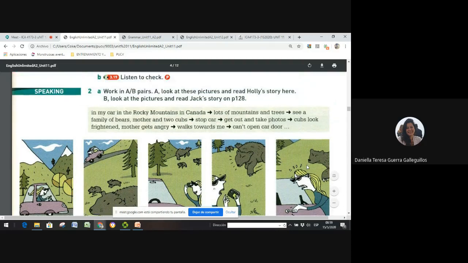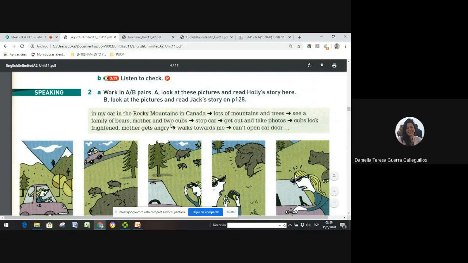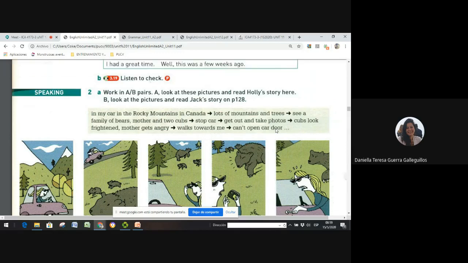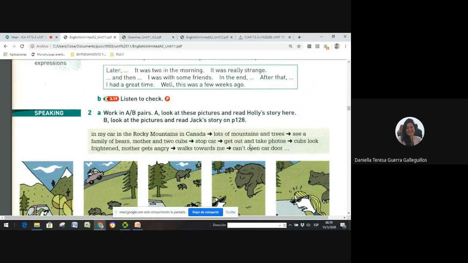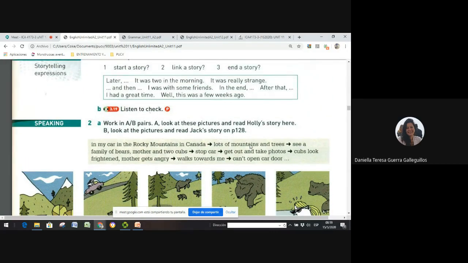So we have some expressions here. In my car in the Rocky Mountains in Canada, lots of mountains and trees. See a family of bears, mother and two cubs. Cubs are the baby bears. Stop car, get out and take photos. Cubs look frightened. Mother gets angry, walks towards me, can't open the door. Those are the situations. First, we're going to listen and check your expressions, and we will see what happens. All right? Let me see if you can hear.